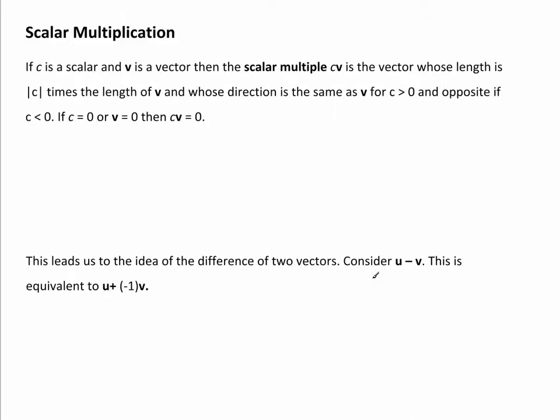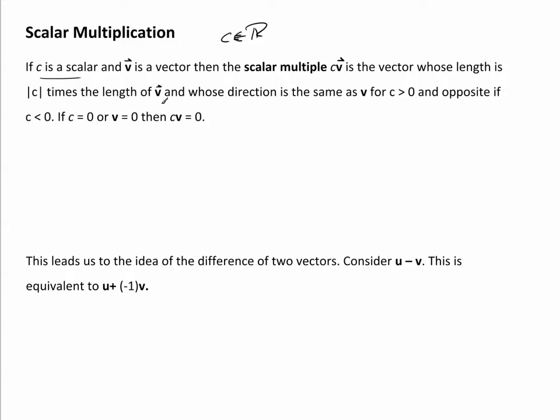Let's take a look at the idea of scalar multiplication. If c is a scalar, saying that c is a scalar is saying simply that c is an element of the real numbers. It's simply a real number. And v is a vector. Then the scalar multiple c times this vector v is a vector whose length is the absolute value of c times the length of v.